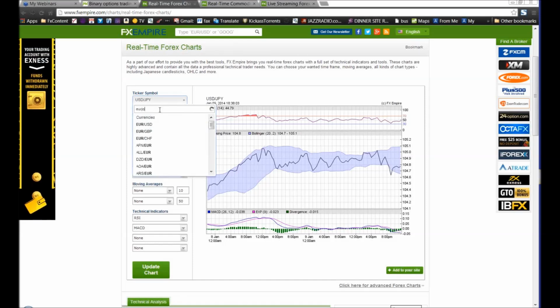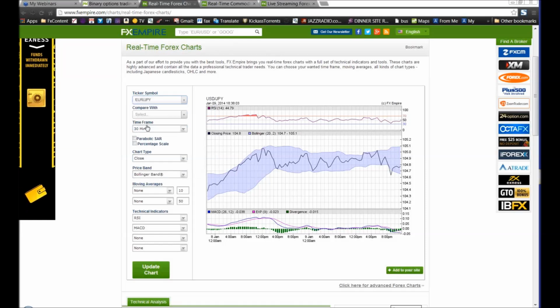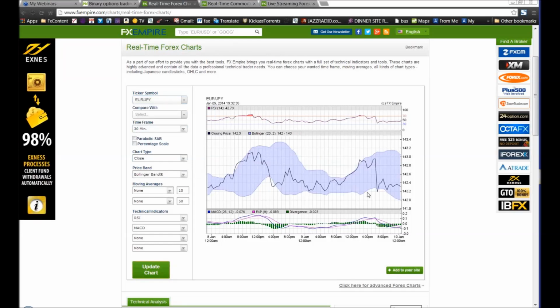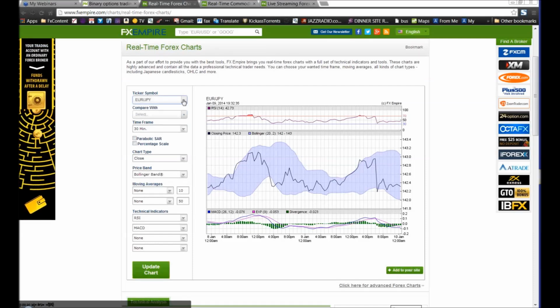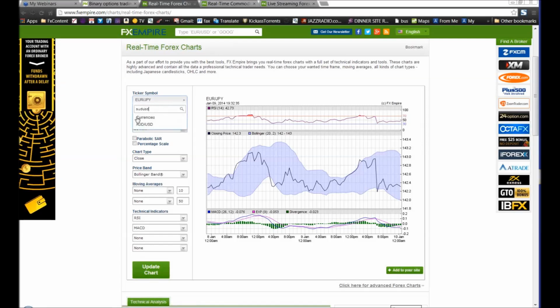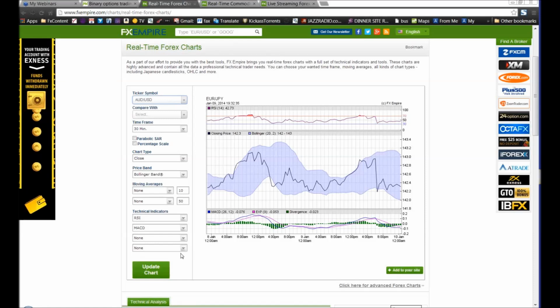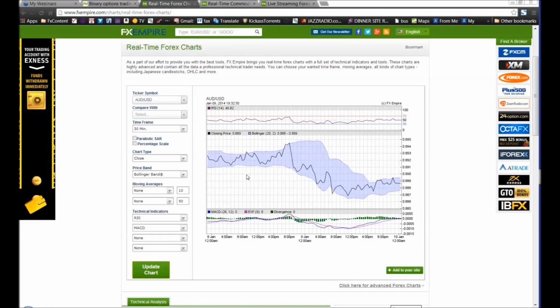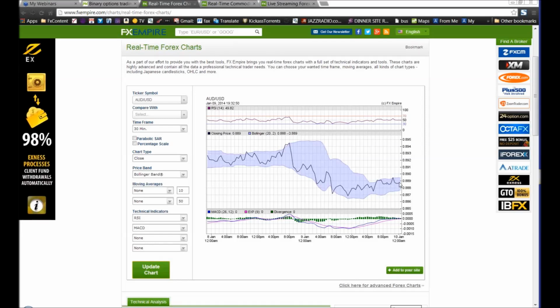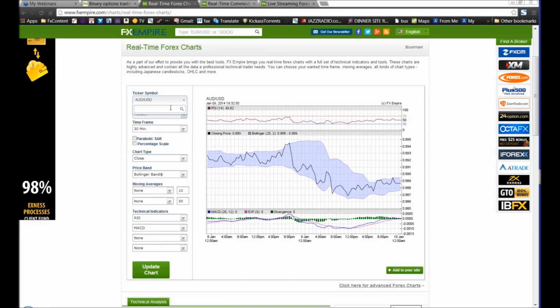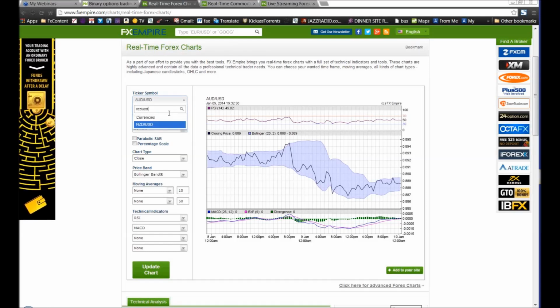So let's take a look at the EURUSD, see what that's doing for us right now. Okay, it's also very much in the middle. Okay, and then let's look at the Australian dollar. Guys, if you have any questions, feel free to type them into the screen. The Australian dollar is dead center. You can see the price is trading dead in the center. And then let's take a look at the New Zealand dollar.